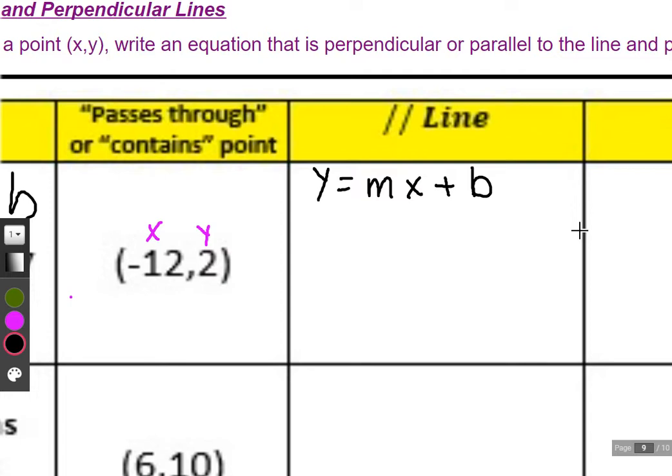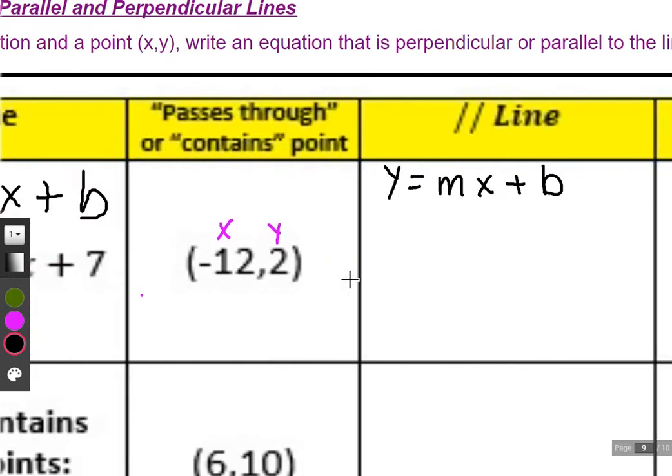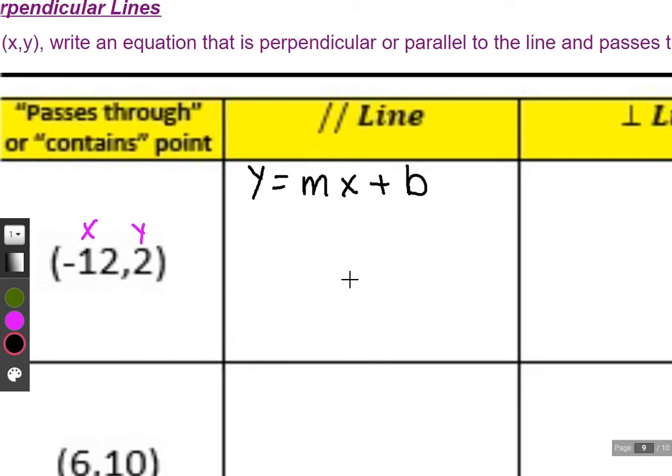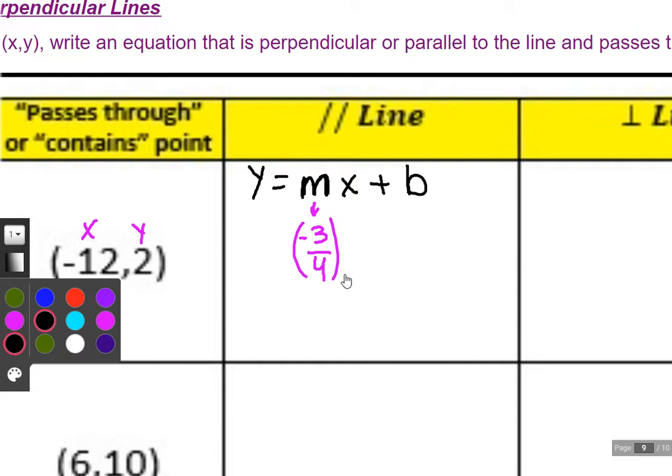Well, given that it is parallel, we do have one of the parts. We just solved, not that long ago, for the slope. We found it to be -3/4. Being a parallel line, we know that that slope is still going to be -3/4. Okay? And so we can substitute out the m for a -3/4. We don't know what the b value is, so it's going to stay b, but we do know what the x and y are.